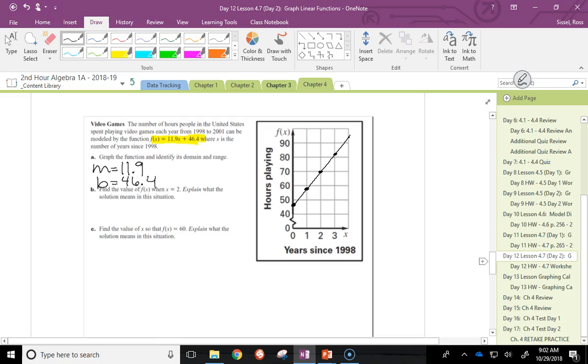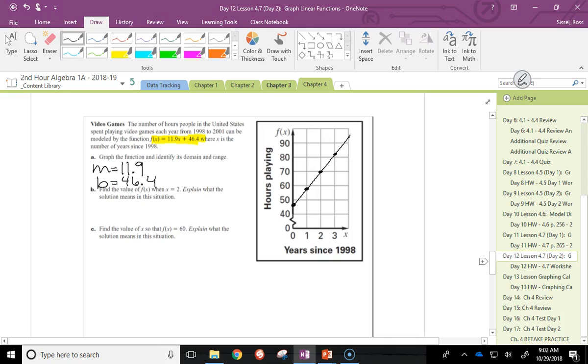Okay. And we're going to go pretty fast because we're almost out of time. Find the value of f of x when x equals 2. Why don't we stop it here, and then we'll finish it up and finish this question. Just because I want to make sure everyone knows the signs.